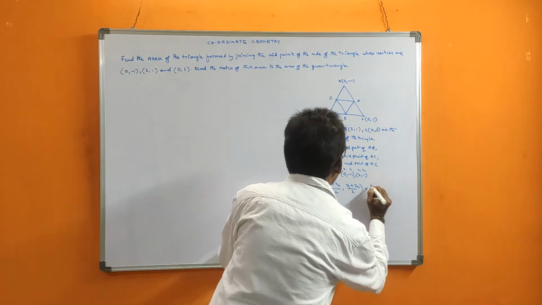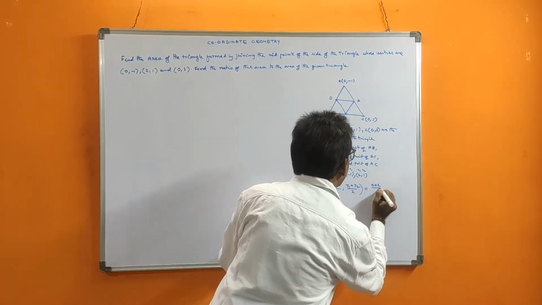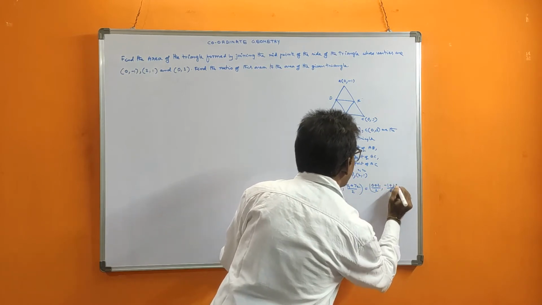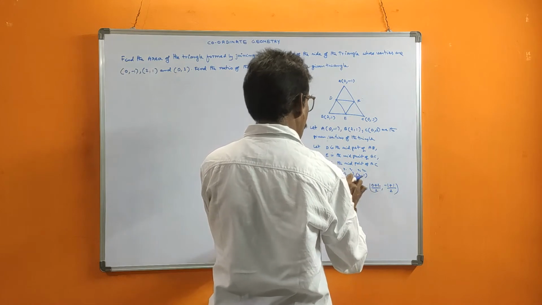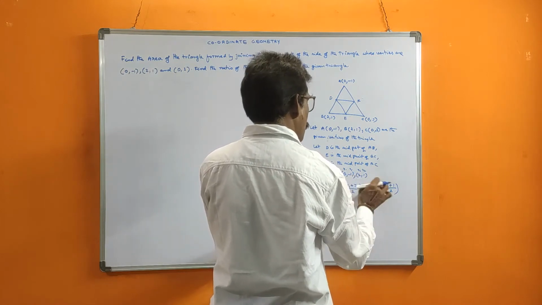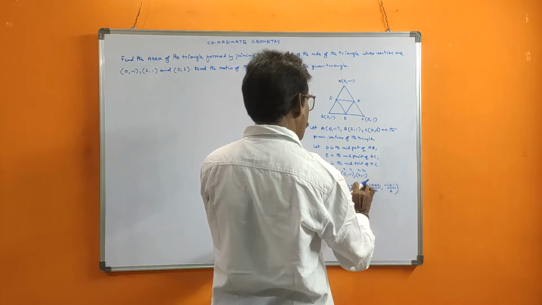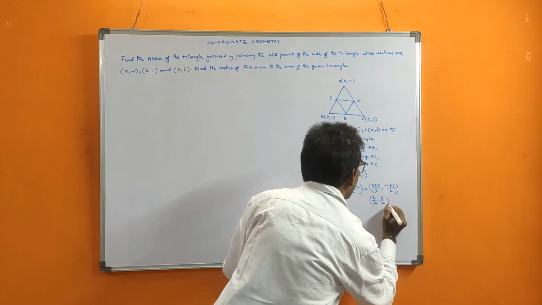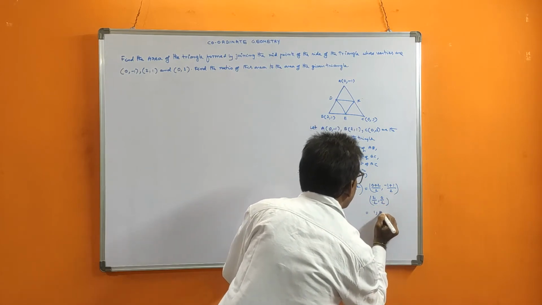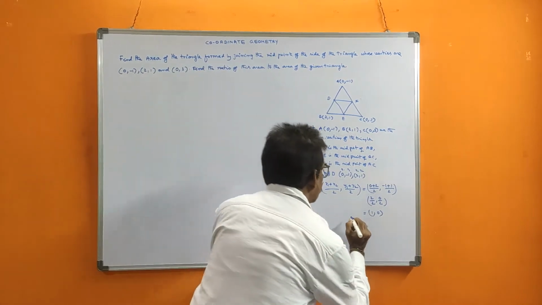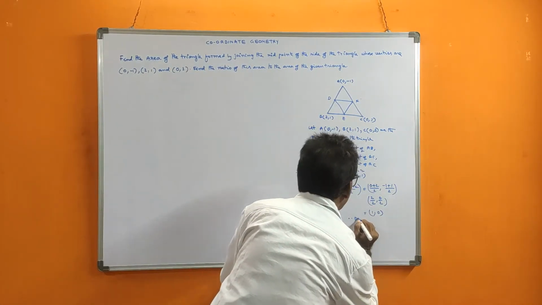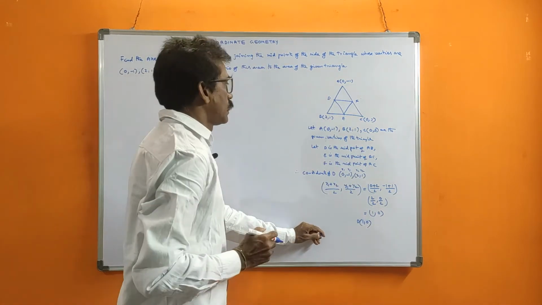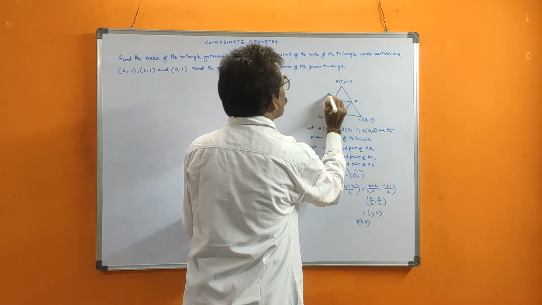Now, x1 is 0 plus x2 is 2, divided by 2, comma, y1 is -1 plus y2 is 1, divided by 2. So 2 by 2, comma, 0 by 2. That is 1, comma, 0 by anything is 0. Therefore, D is (1, 0).